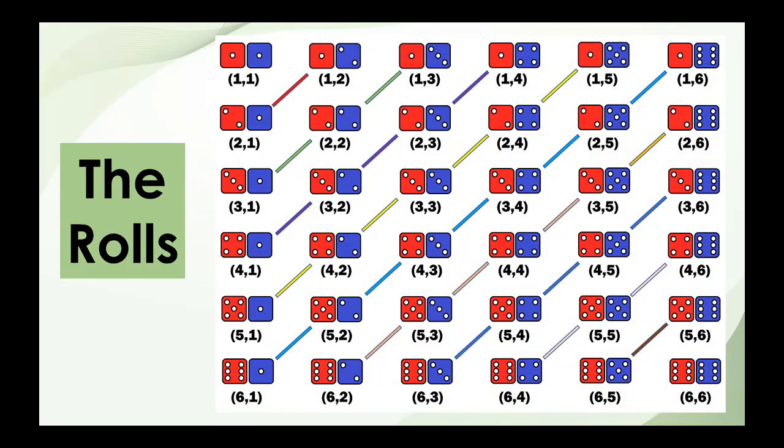And here they are. I've done a little graphic here that actually shows you the die faces. And the reason I've done that is because sometimes people have a hard time understanding that 5 and 1 is different than 1 and 5. But you can see that if you have 5 on the red die and 1 on the blue die, that's really a different outcome than if you have 1 on the red die and 5 on the blue die. So those have to get counted separately.